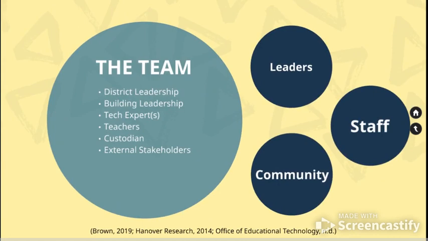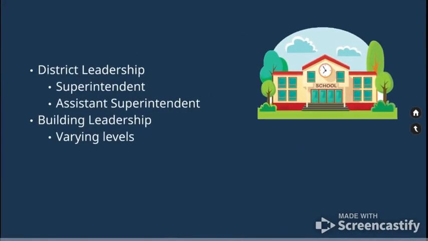The first thing we need to do for our infrastructure audit is to formulate a team. My team is going to comprise some district leadership, building leadership, the tech experts that are available, teachers, at least a custodian, and then external stakeholders. So looking a little bit more into the leadership aspect, depending on the size of the district, it might be all of the administration or it might be just a selection.